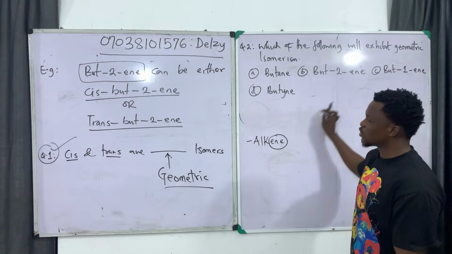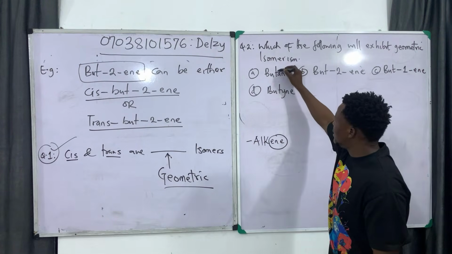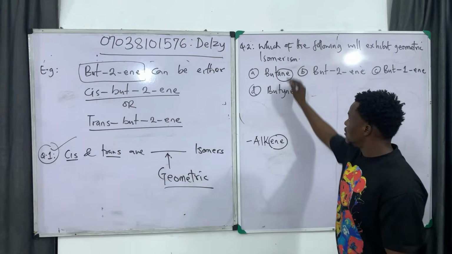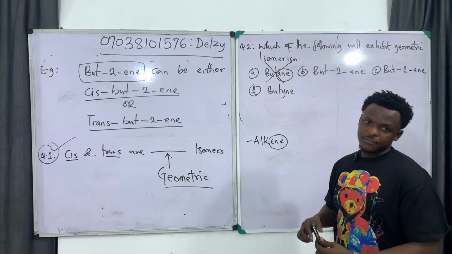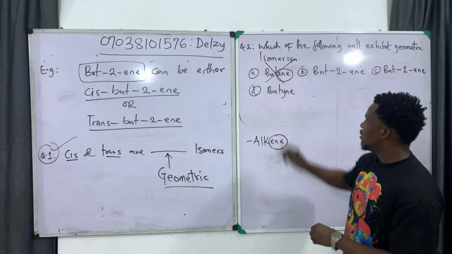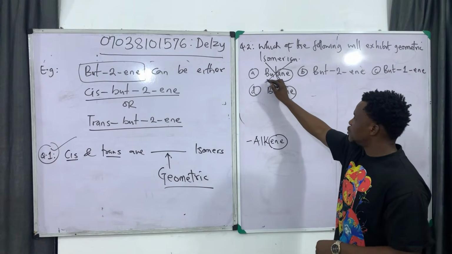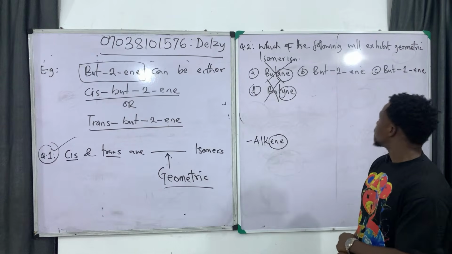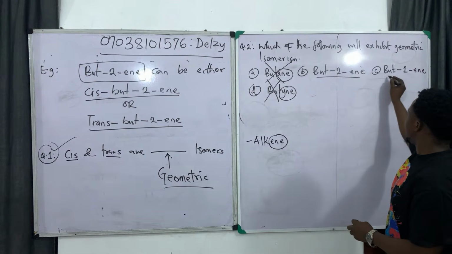So come to this option. Any compound that is not ending with ene, E-N-E, is wrong. Butane is A-N-E, alkane. This guy is Y-N-E, this is butyne. So these two are wrong. That leaves us with but-2-ene and but-1-ene.